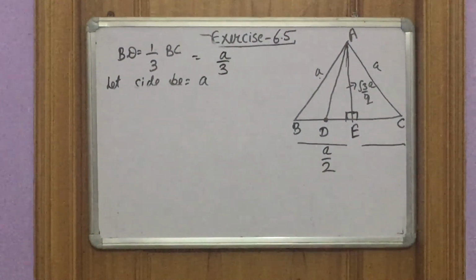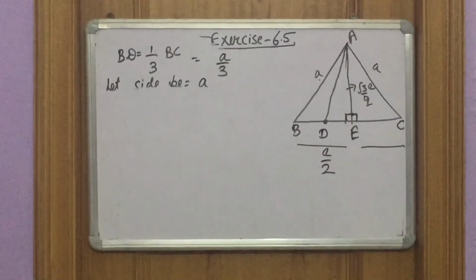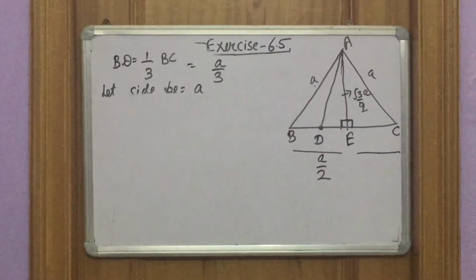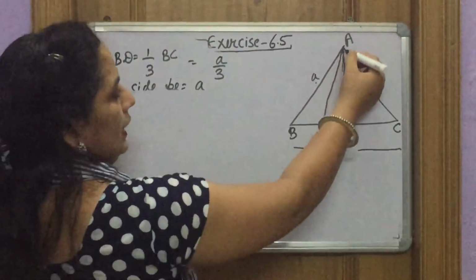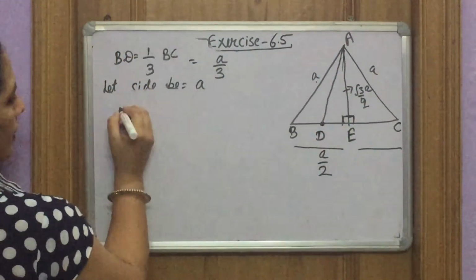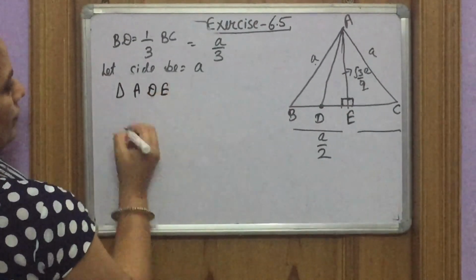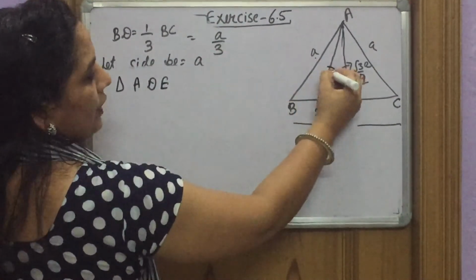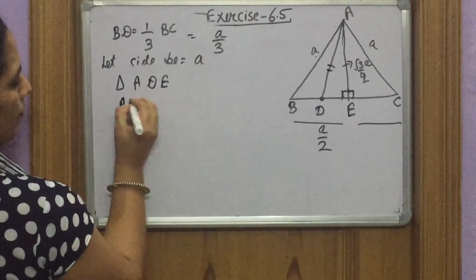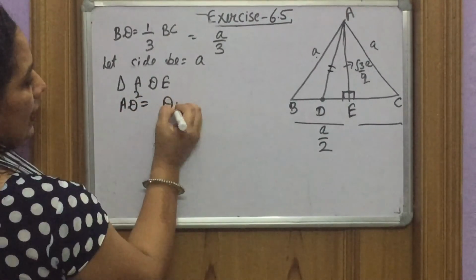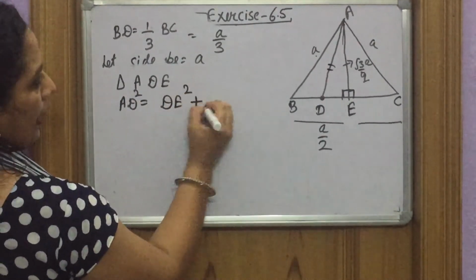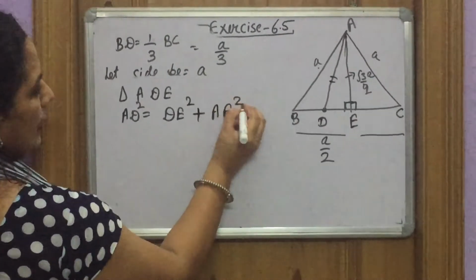Now in this question, what will we do? We will apply the Pythagoras theorem in this small triangle, triangle ADE. Hypotenuse is AD. Base is DE and perpendicular is AE.